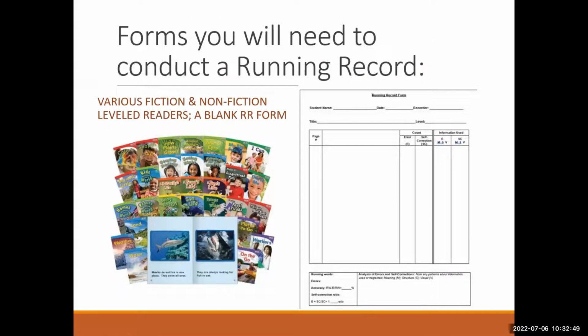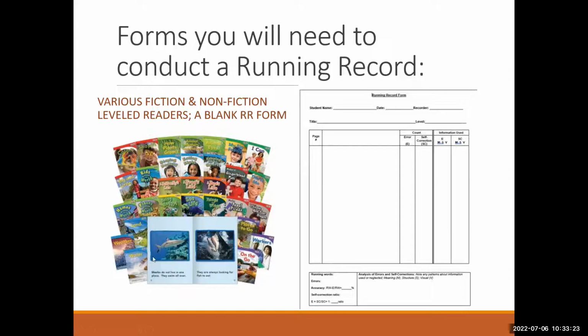When you conduct a running record, there's a couple of things you need. One of them is you need leveled readers or some kind of text, but for our purposes, the best place to collect a running record on a student is during guided reading groups. And so during guided reading groups, you're going to be using text that's at their instructional reading level. So it's really easy to identify a leveled reader and use that during guided reading, and then just capture a little running record as they're reading during the session.